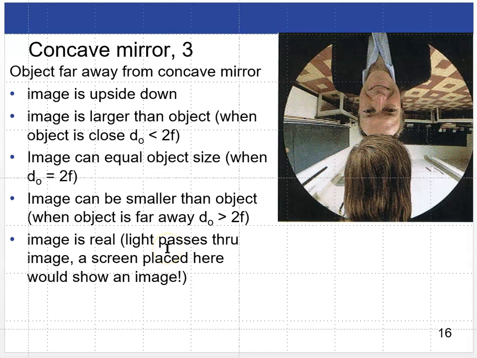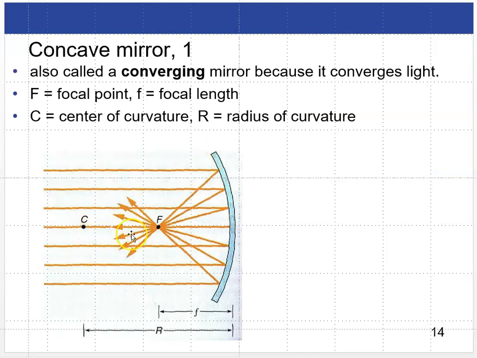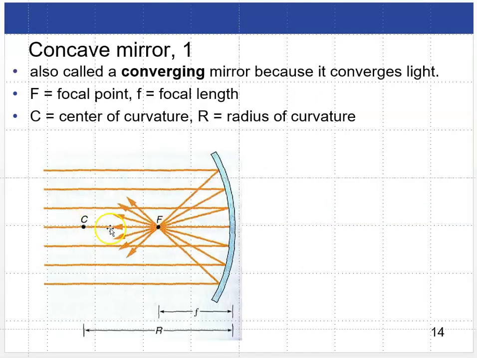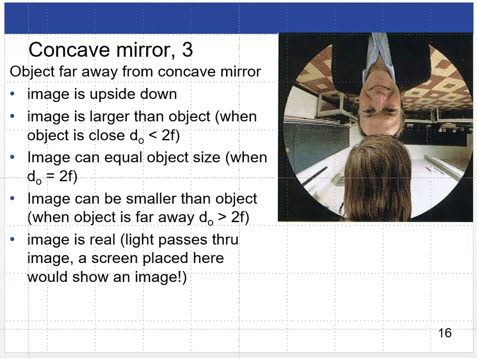At that point, you are further away. You're outside the focal length. So you put your object out here somewhere, and the image is upside down, so you're going to end up with a real image. The image is larger than the object when the object is close. In other words, when it's less than 2f, so when it's within this area here, by the way, 2f equals r. The image can be equal size when the distance to the object equals 2f.